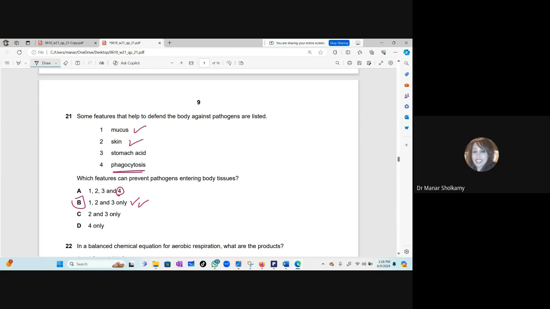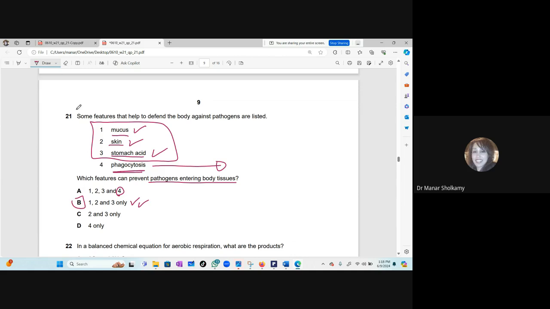And those three are trying to prevent the pathogen from entering in the first place. The mucus is trying to prevent the pathogen from reaching your lungs. Your skin is preventing the pathogen from reaching your blood. The stomach acid is killing the pathogen so that it prevents it from entering your intestines. So those three help in prevention. Phagocytosis actually kills the pathogen that has already entered. Okay, so the answer is B, but we need to understand why it is B.